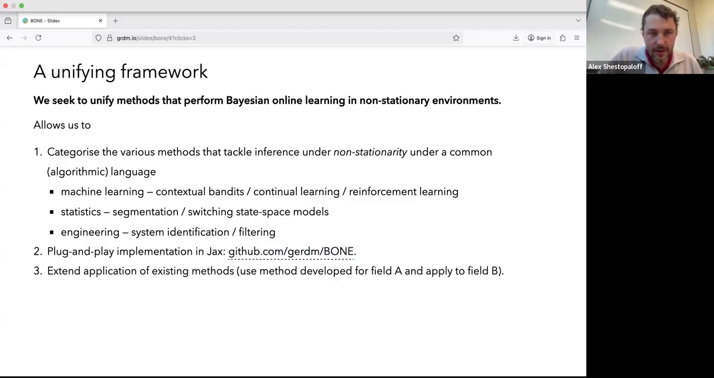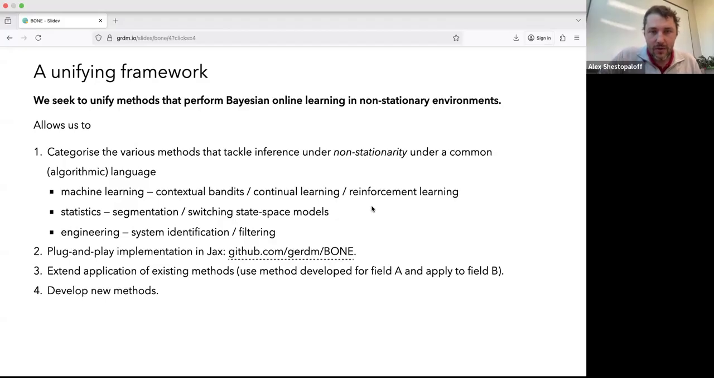So if you have a method that's been developed in engineering for filtering, once it's been presented in this framework, it simplifies its application to, let's say, statistics or machine learning. You can cross from any of these fields to any of the other ones. Okay. And the other motivation, beyond classification, is of course the development of new methods.